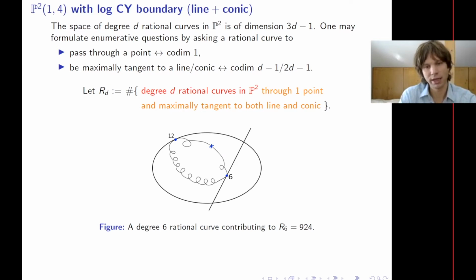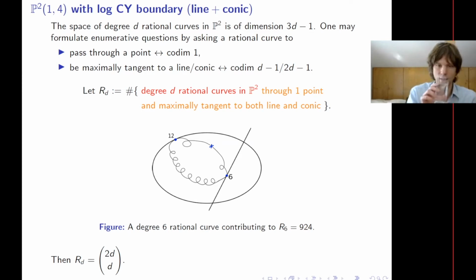So this is an image. Here we have this point our curves have to pass through. It meets the line in 1 point of tangency 6. It meets a conic in 1 point of tangency 12. It's of degree 6. The number is 924. And I know this not because I found all of them, but because we compute this. We compute that this number R_D is 2D choose D. And I will say how this computation works a little bit later.